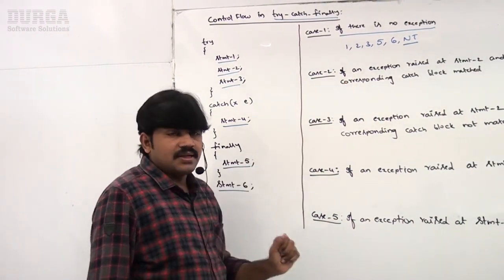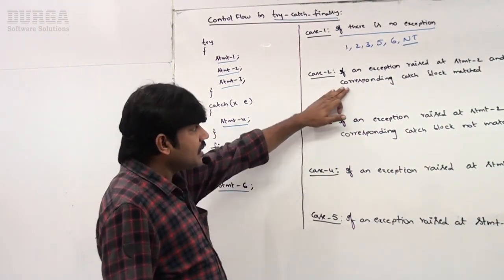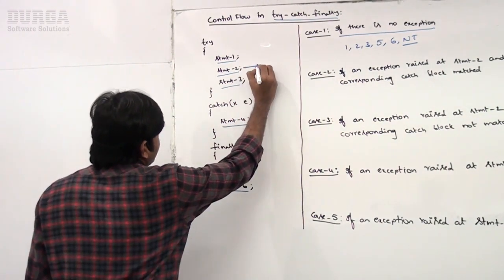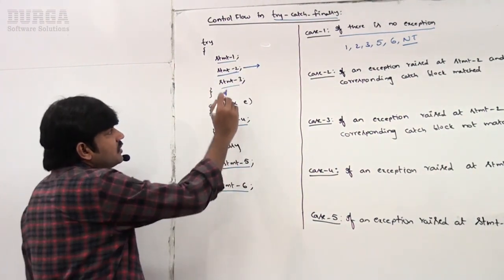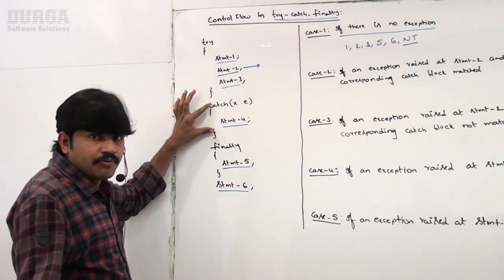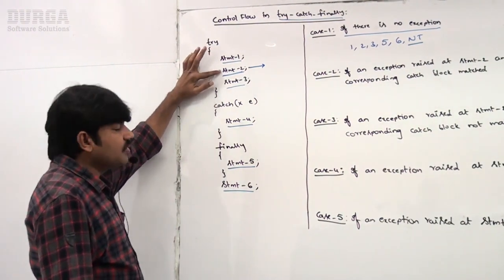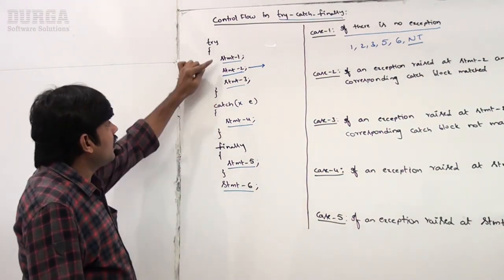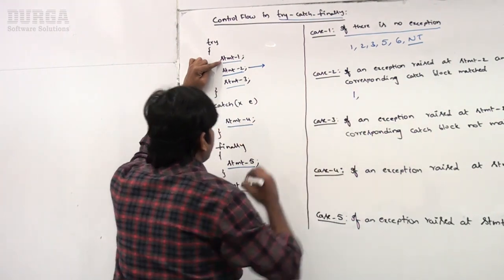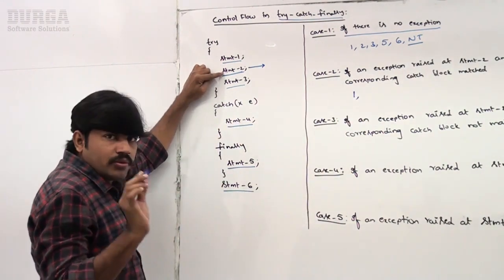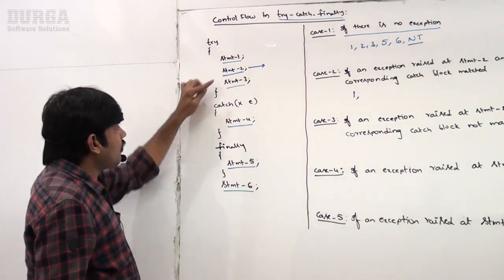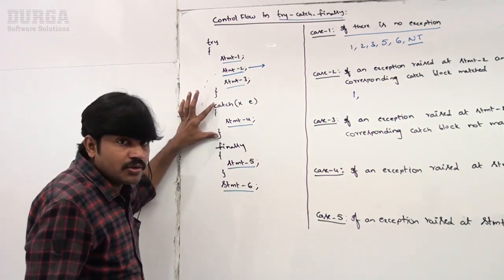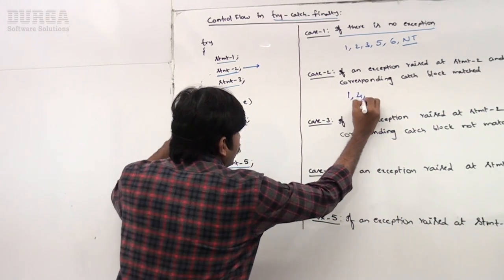Now case 2. If an exception is raised at statement 2 and the corresponding catch block matched. Now observe carefully. The raised exception is ArithmeticException, and the catch block for ArithmeticException is there. Statement 1 will be executed, and while executing 2 the problem comes. Immediately the corresponding catch block will execute. So 1, 4.